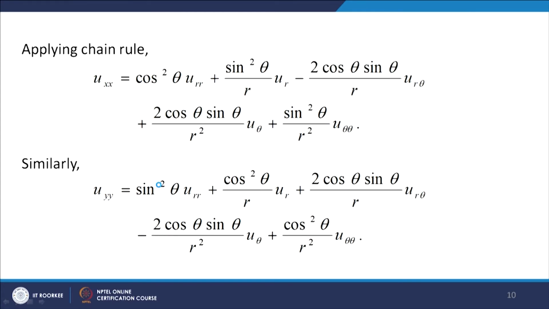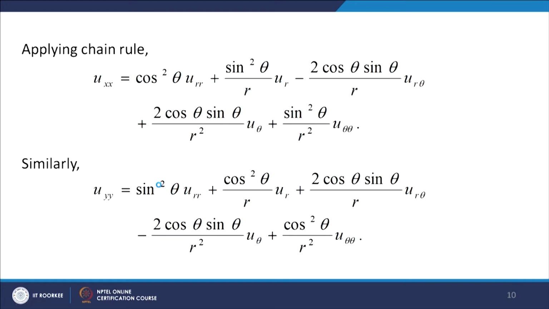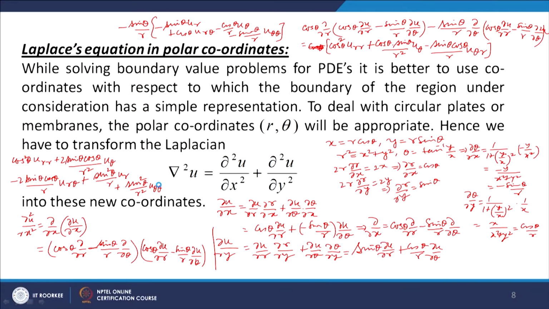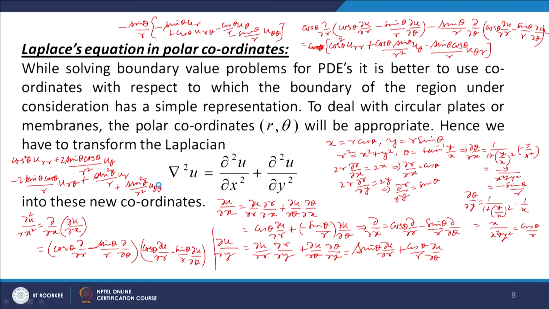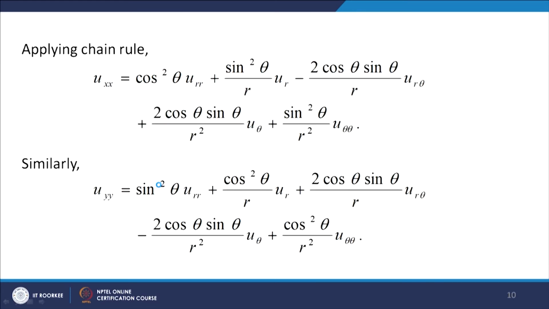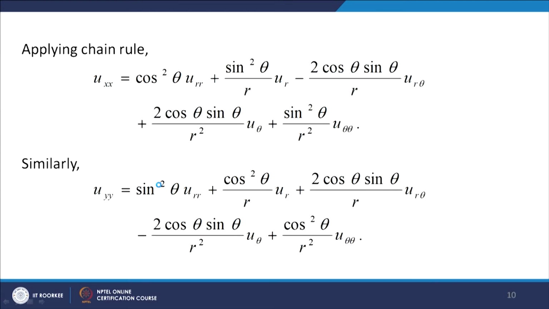u x x is equal to cos square theta u r r, then we get 2 sin theta cos theta over r square into u theta, and then we get minus 2 sin theta cos theta over r into u r theta, and then we get sin square theta over r u r. And then we get sin square theta over r square u theta theta. So we get this. Now we go to u y y.